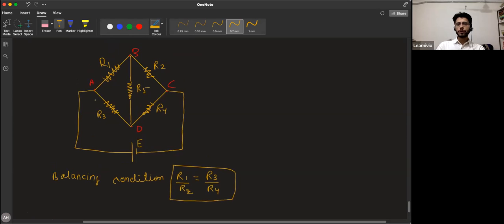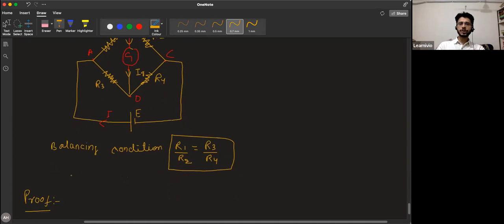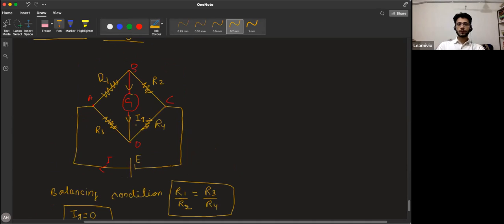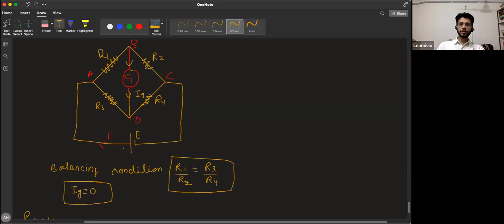For the proof of Wheatstone bridge, we'll be using Kirchhoff law. Let some current I be going through this cell. Instead of R5, when we do practicals or when we derive something, we connect a galvanometer. Balancing condition means the current through the galvanometer is 0. No current is passing through the galvanometer. Balancing condition means Ig is equal to 0.